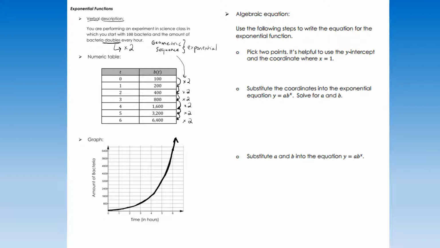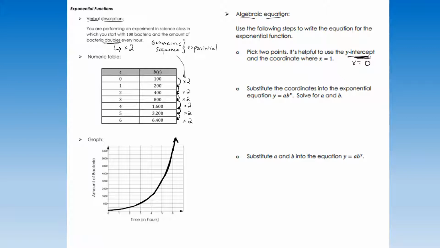So now we need to explore and understand how we create an equation for an exponential sequence or an exponential function. Here are the steps we're going to follow. First thing we need is 2 points from our graph or from our table. And the key is, it's helpful to use the y-intercept. Well, what is the y-intercept again? Just to review, the y-intercept is what y is when x is 0.